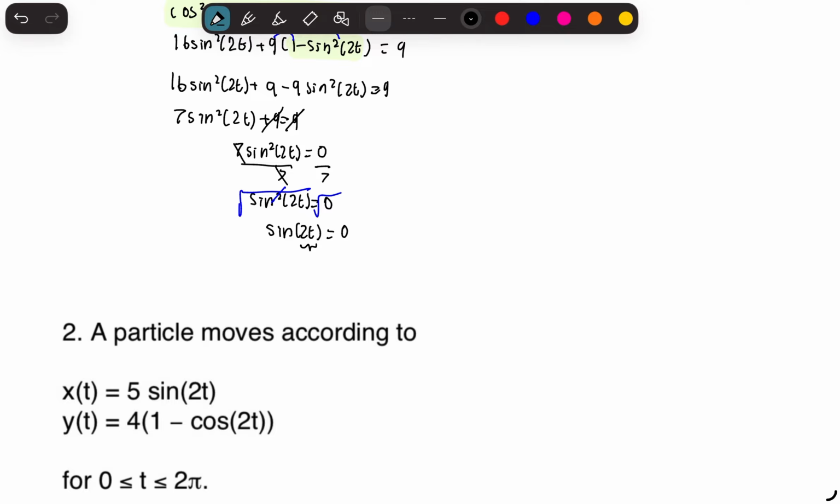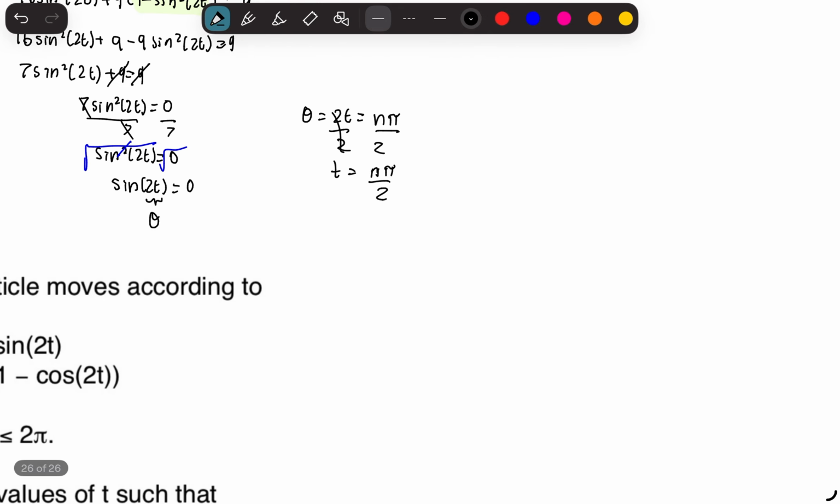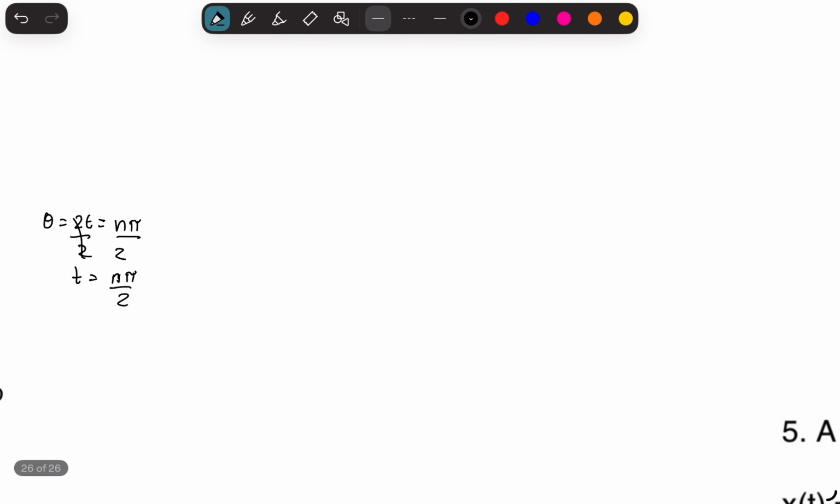Now, theta is equal to 2t. So if theta is equal to 2t and that is equal to n pi, t is equal to n pi over 2, dividing both sides by 2. Now we're going to list the values that are in our interval. So that's from 0 to 2 pi.